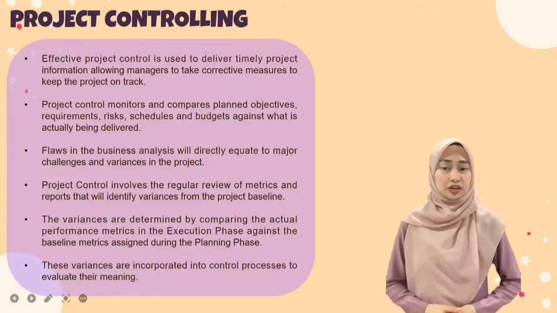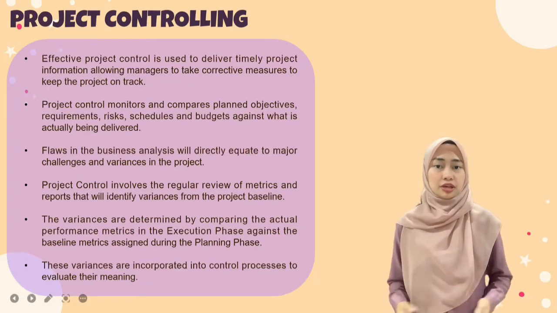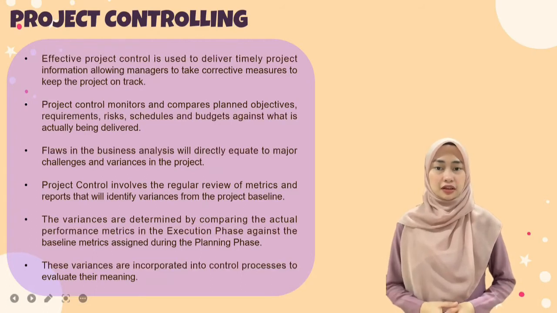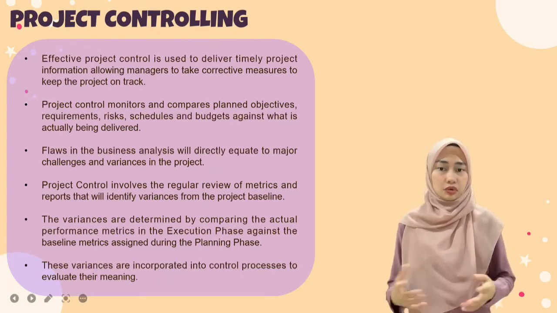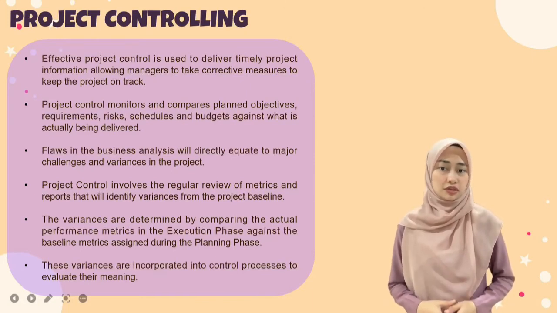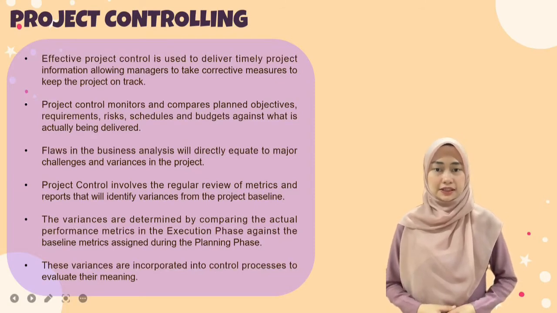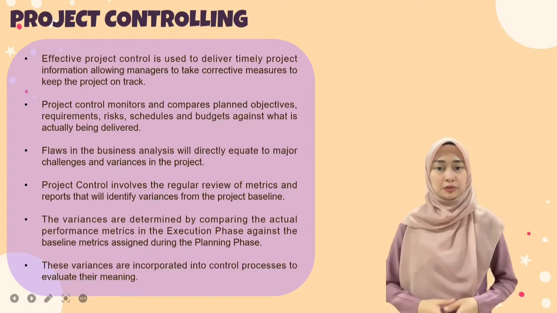Next is project controlling. Effective project control is used to deliver timely project information, allowing managers to take corrective measures to keep the project on track. Project control monitors and compares plan objectives, requirements, risks, schedules, and budgets against what is actually being delivered. Flaws in the business analysis will directly equate to major challenges and variance in the project.